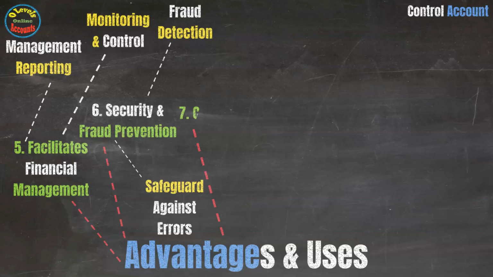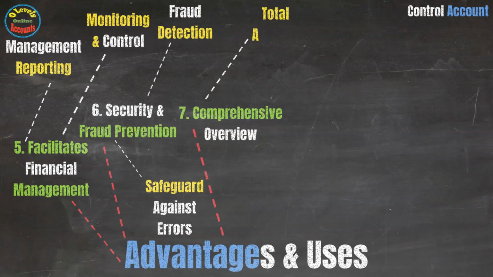The seventh point is comprehensive overview. It will explain with the help of the further two sub-points. These are as follows. The first sub-point is total account balance. Control accounts provide a comprehensive view of the total balances for key accounts, such as total trade receivables or payables. This consolidated view is useful for assessing the overall financial position of the business.